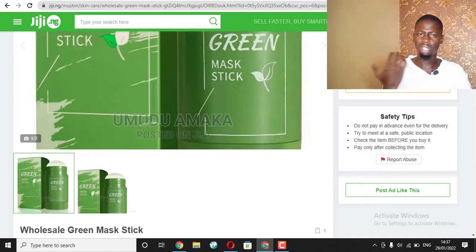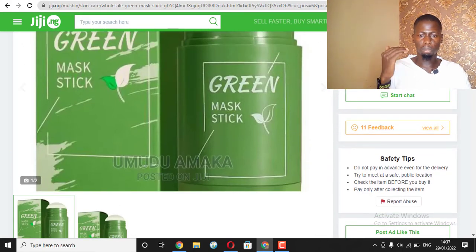It's not just ladies, I think everybody in general. It helps people take off pimples, acne, and those black spots that are all over people's faces. It makes people look fresh and soft, that kind of thing. So this is a product that sells.